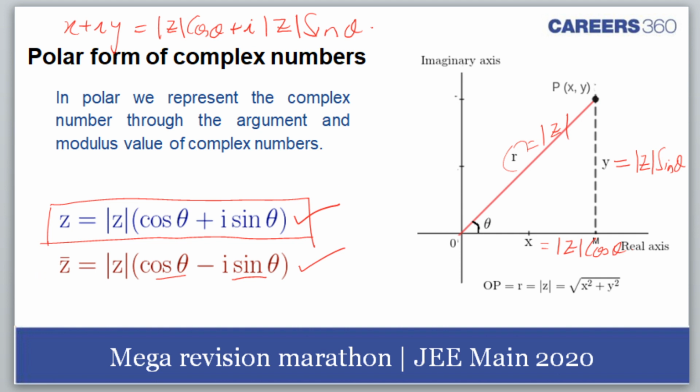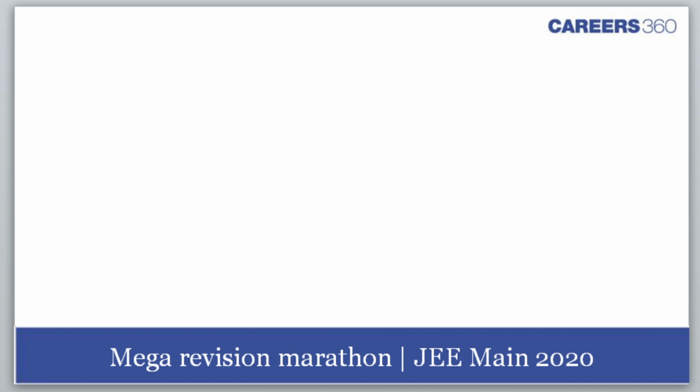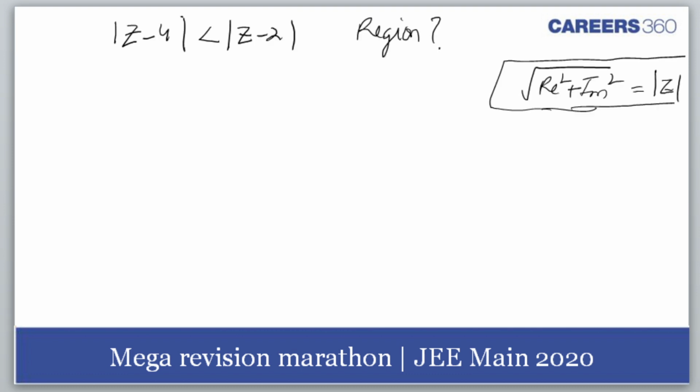Then we come to, let us say, one question we'll do. Or maybe I'll come back to this question a little later. Now we talk about that question which we were doing earlier. Let's open it up. So I had given you this question: mod z minus 4 is less than mod z minus 1. What is the region I'm talking about?